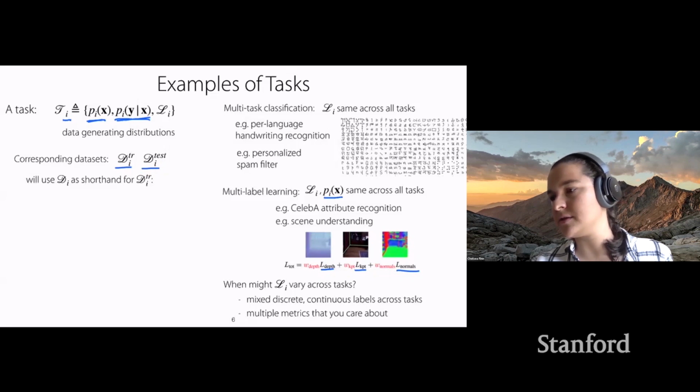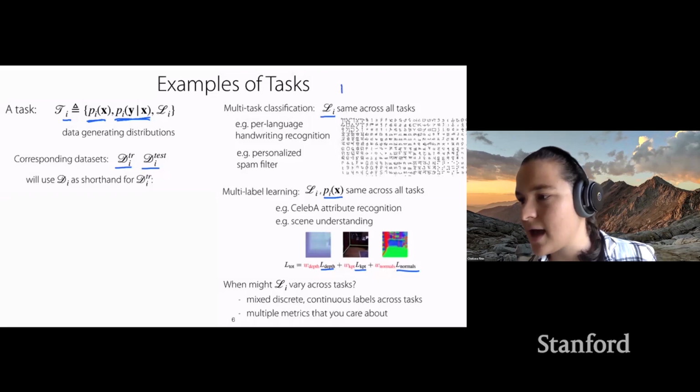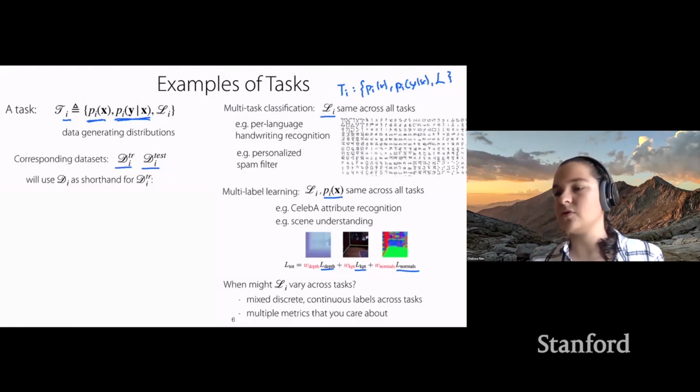And part of the reason I mentioned that is in multitask classification, for example, where L_i is the same across tasks, then you could actually write a task as p_i of x, p_i of y given x, and then just a single loss function that isn't indexed by i. So I'm just using it to index different tasks, and if something doesn't vary across tasks, then you don't actually need the index.